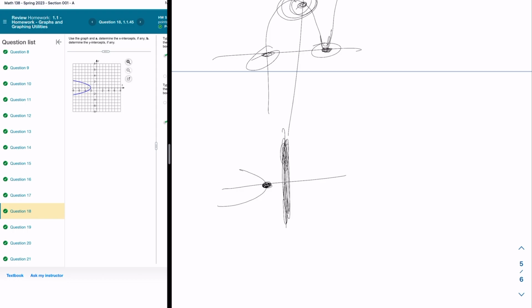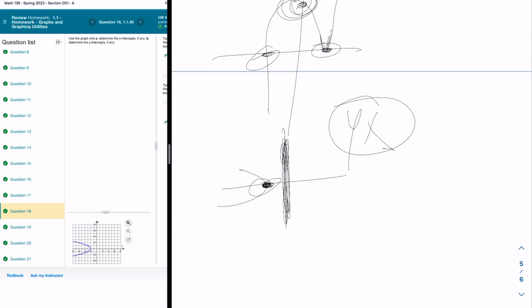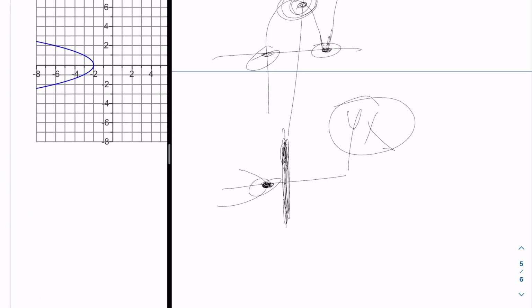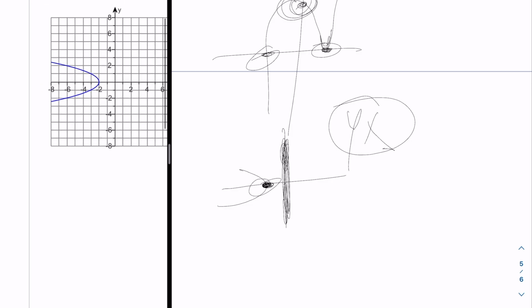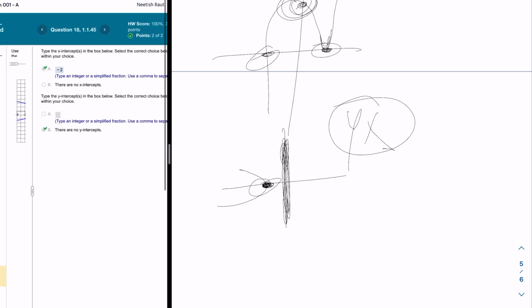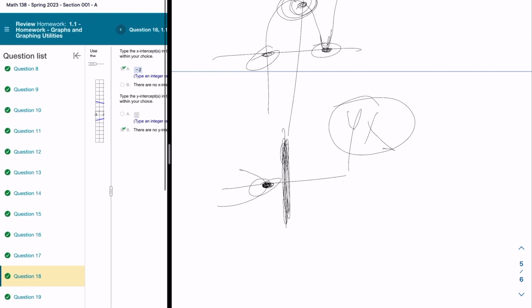So we have no y-intercept, but we have only one x-intercept. We have no y-intercept, we have only one x-intercept. So our x-intercept is -2. Yep. X-intercept is -2, and there is no y-intercept. That's it.